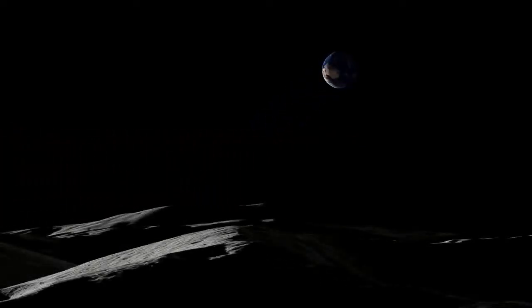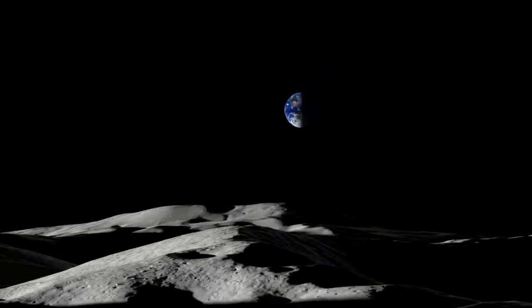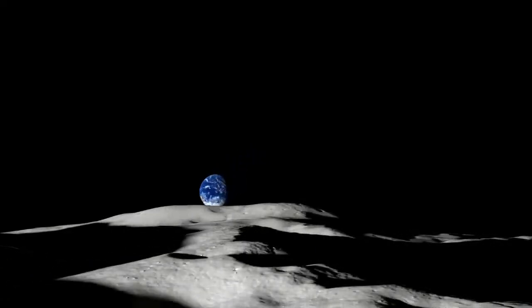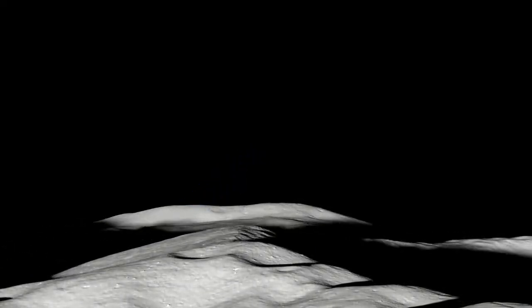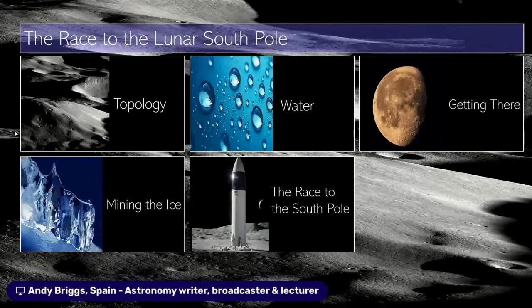This model of the terrain is made possible by Lunar Reconnaissance Orbiter, which has been mapping the surface of the moon from lunar orbit since 2009. LRO's maps will be incredibly important for exploring the moon and locating water and other resources there. That's the topology of the south pole of the moon.